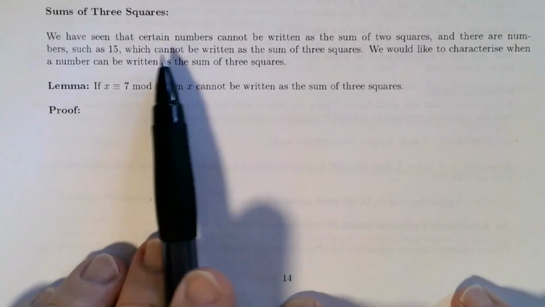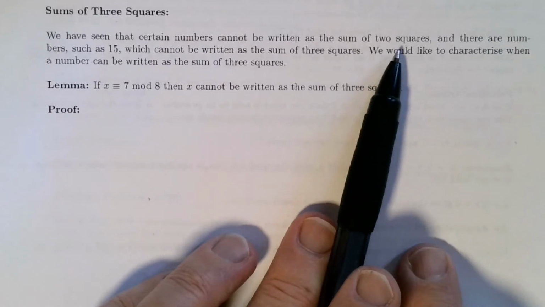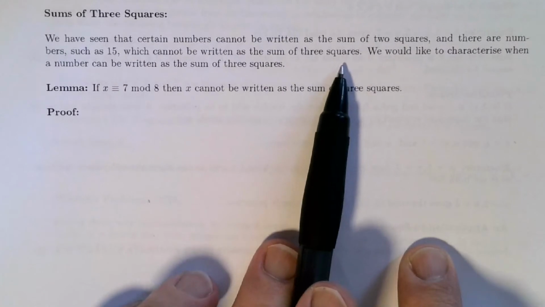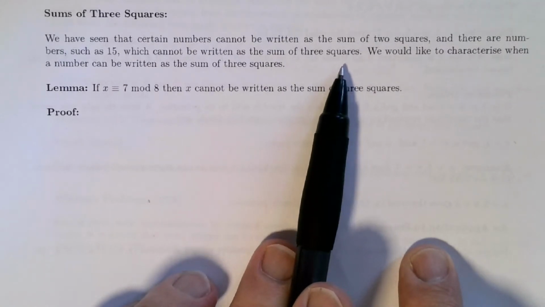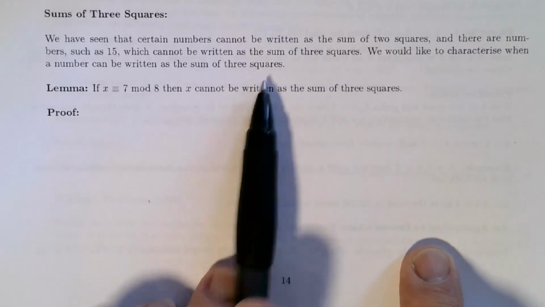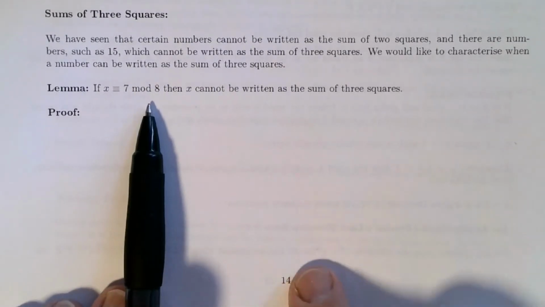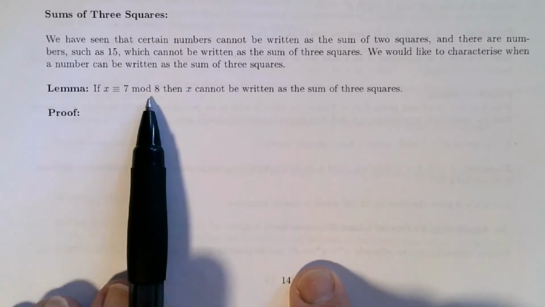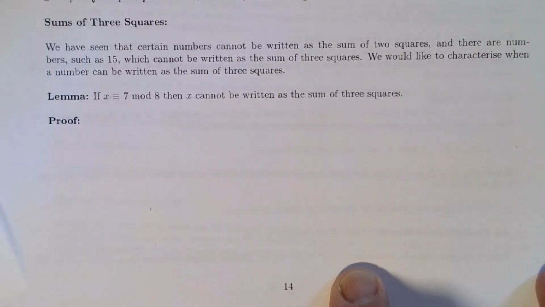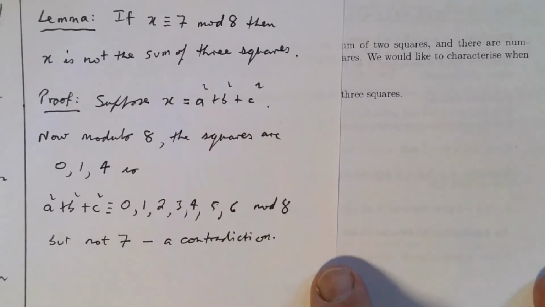So we've seen that certain numbers can't be written as the sum of two squares, in particular primes that are 3 mod 4. And there are numbers such as 15 that can't even be written as the sum of three squares. You need 4 squares for that. So we'd like to characterise when a number can be written as the sum of 3 squares. And a little lemma tells us that if x is congruent to 7 mod 8, it doesn't have to be prime, then x cannot be written as the sum of 3 squares. And the proof of that is very simple, so I'll just quickly go through that here.